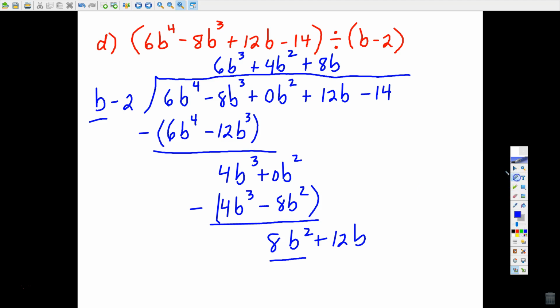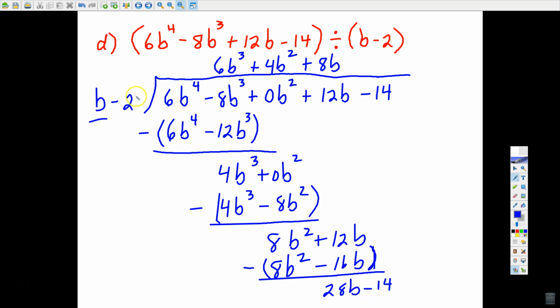Now multiply 8b times b, 8b squared. 8b times negative 2 is negative 16b. Subtract. 12 minus negative 16 is really 12 plus 16, which is 28b. Bring down the last term.